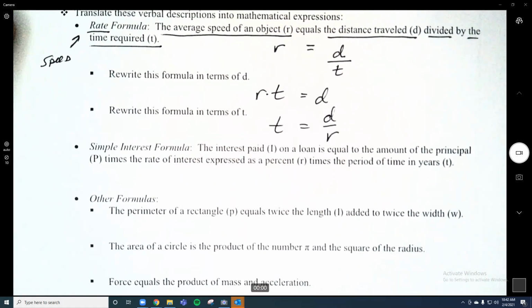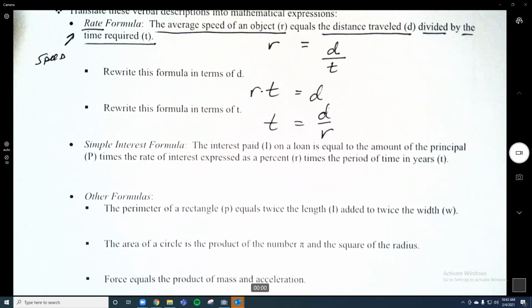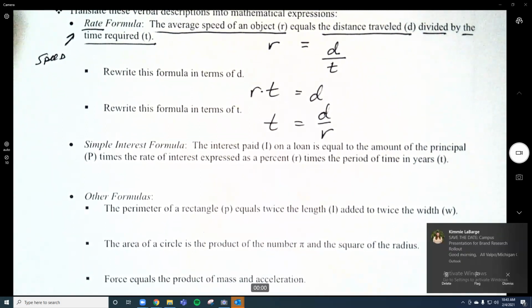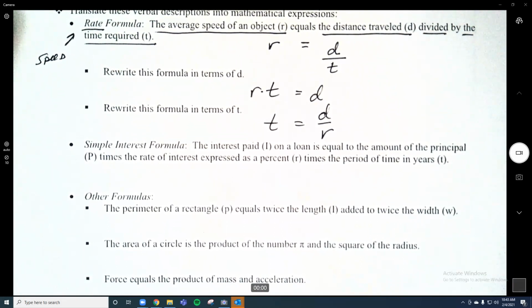This time, let's talk about simple interest. The simple interest is the interest that is paid, I, on a loan that is equal to the amount of the principal times the rate of the interest expressed as a percent times the period of the time in years. So let's go ahead and put that into a simple interest equation. So simple interest is equal to the uppercase I.